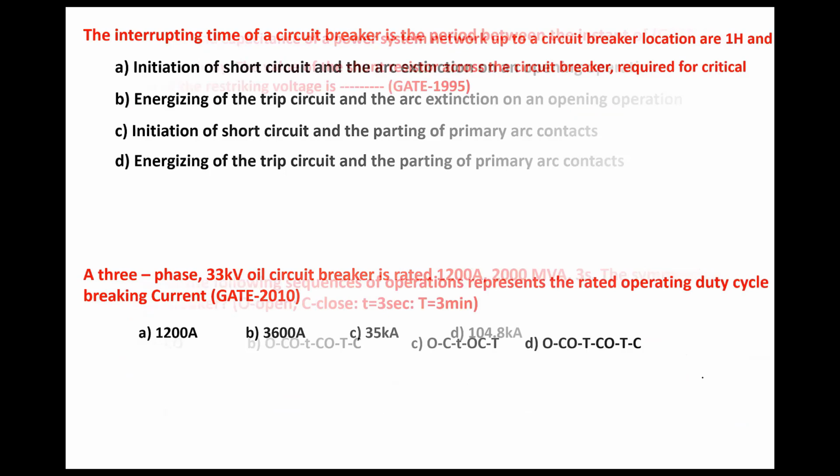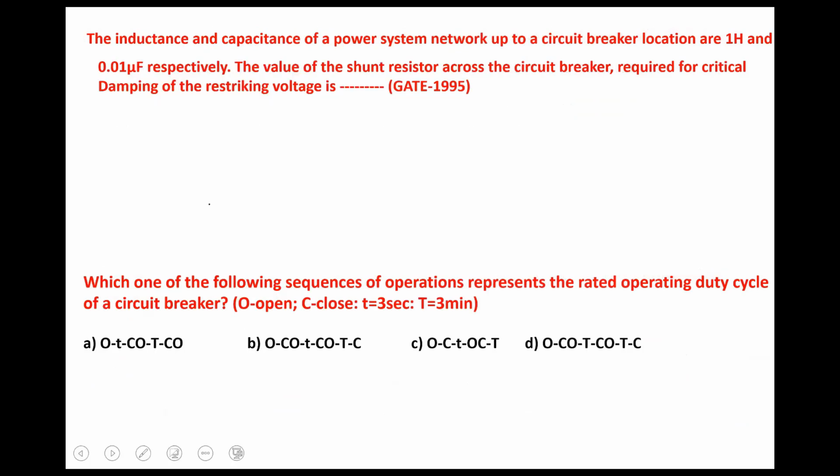Okay. Next, the inductance and capacitance of a power system network up to the circuit breaker. So the total inductance up to circuit breaker location is how much? L value is given by 1 Henry and capacitance value is 0.01 microfarad. The value of shunt resistor across the circuit breaker required for critical damping of restriking voltage. What is the R value required for critical damping in resistance switching?